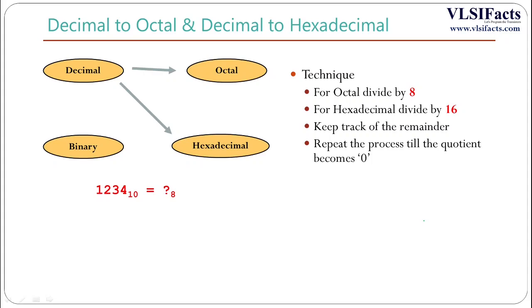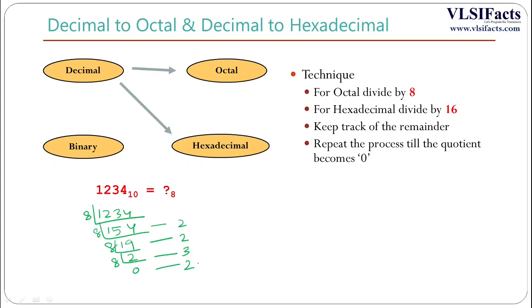First, we will solve an octal conversion example. Now the given number is 1234 in base 10. Now we will convert this particular number to its equivalent octal number. So I will keep on dividing this number by 8. The quotient will be 154, remainder will be 2; 19, remainder is 2; quotient is 2, remainder is 3; and now finally the quotient is 0 and remainder is 2.